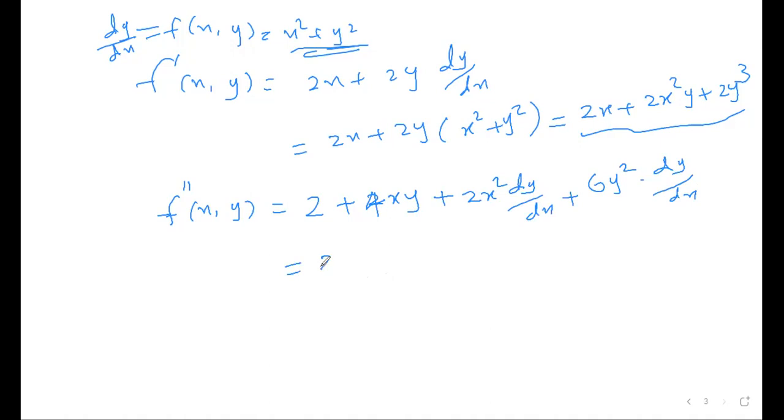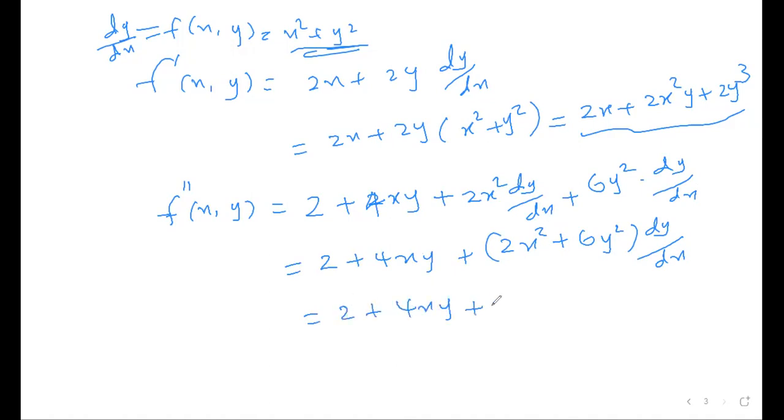Okay, this is 2 plus 4xy. I can take the dy/dx outside. Okay, 6y squared times dy over dx. Now also I can substitute my dy over dx. So 2 plus 4xy plus 2x squared plus 6y squared times x squared plus y squared.